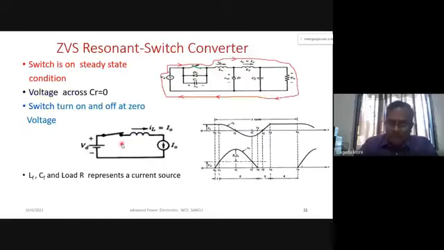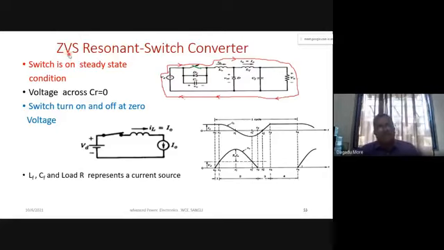Now let us go for the next topology, that is zero voltage switching. We can call it ZVS. Again here our turn on and turn off is at zero voltage. So if you see it here, again this is a buck converter, a DC to DC buck converter we represented here.